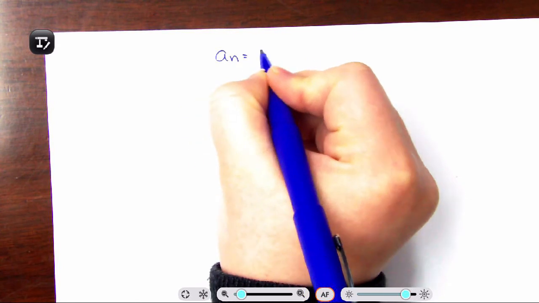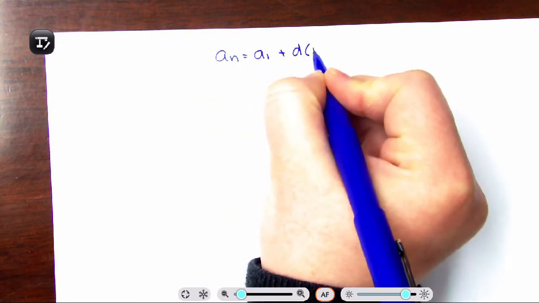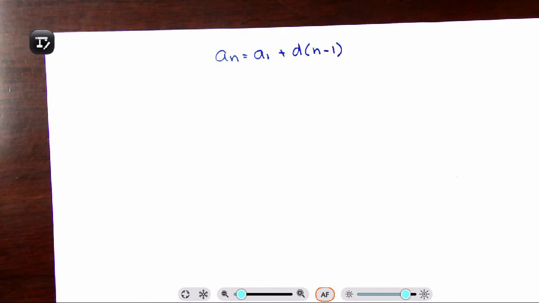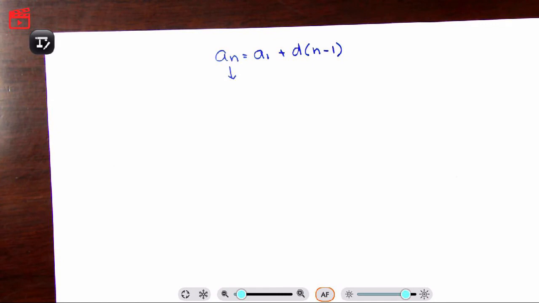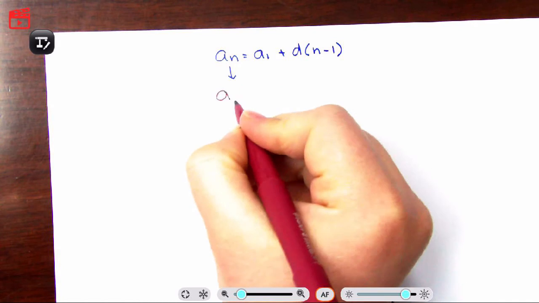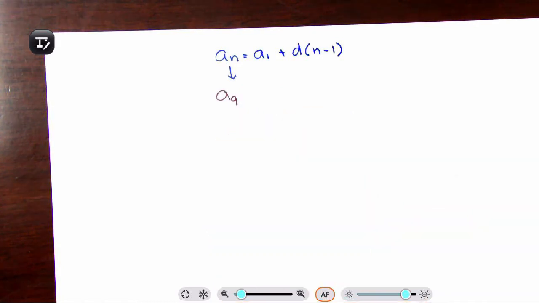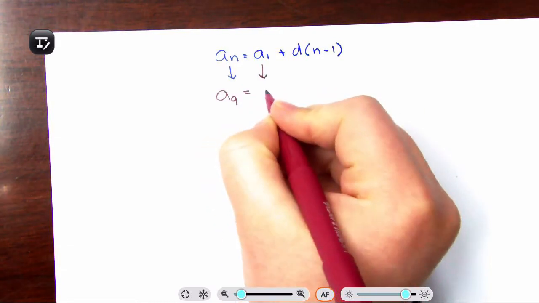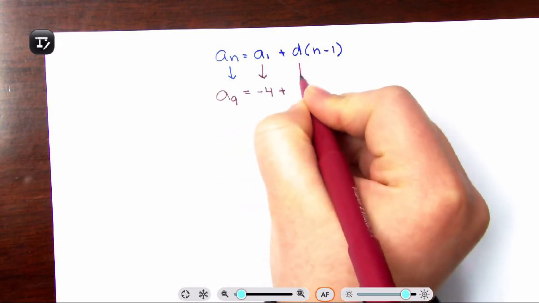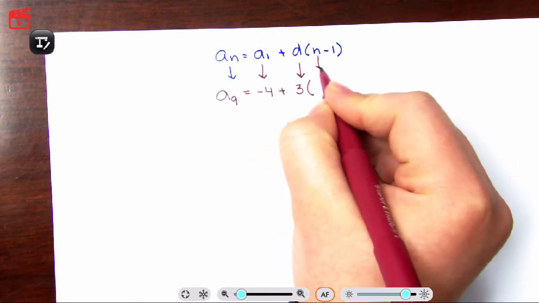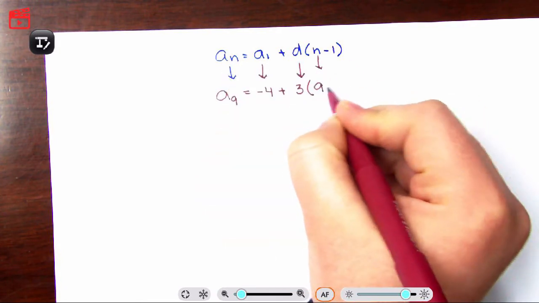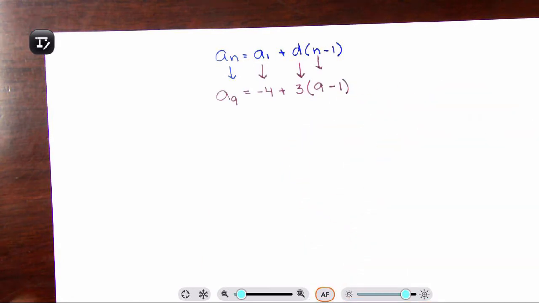We're going to start again with our formula. A sub n is equal to a sub 1 plus d times n minus 1. A sub n is our term in the nth position. That means we want to know what the term is in the ninth position. We now know that a sub 1 is -4. We now know that d, the common difference, is 3. The n, again, n's have to match, so the n is 9. That's the term position. And the -1 never changes.